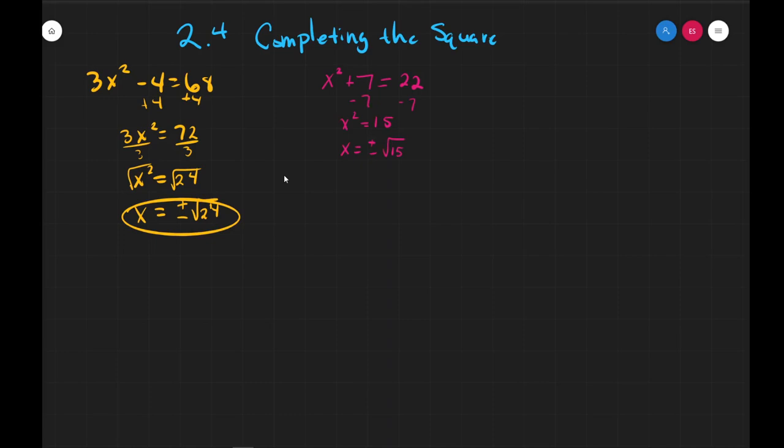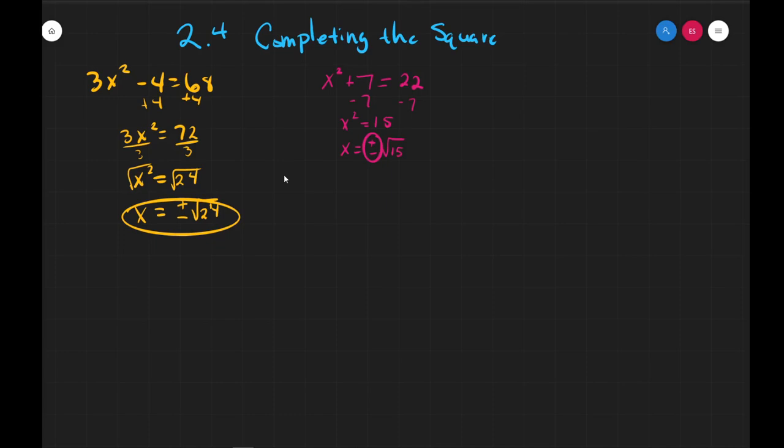Hopefully you're able to come up with x equals positive or negative the square root of 15. Subtracting 7 from both sides and then taking the square root of both sides would give us this result. Now, this plus or minus is super duper important whenever you take a square root. Whenever you're taking an even root, not just a square root, but any even root, the positive or negative version of the solution is super duper important.